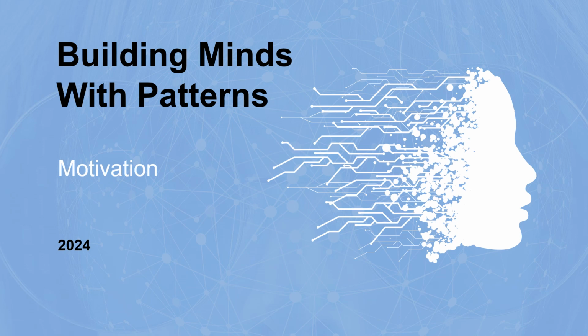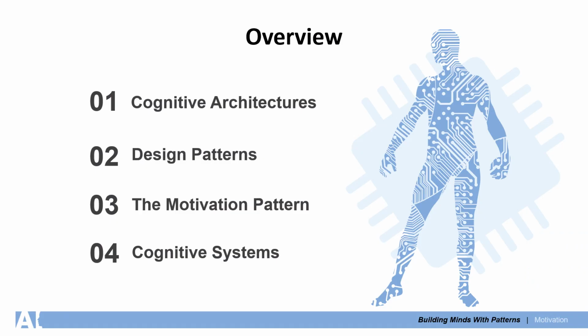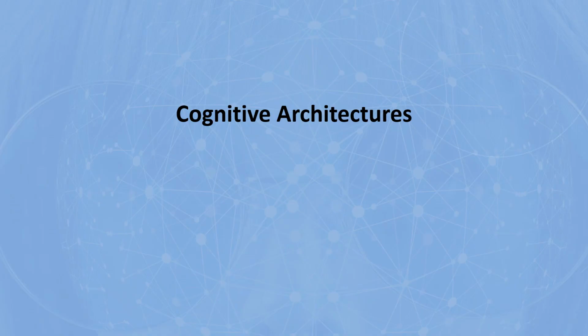This talk in the Building Minds with Patterns series is about the motivation pattern. We will briefly highlight the features of a generic cognitive architecture and discuss design patterns for cognitive systems. Then we will delve into the specifics of the motivation pattern, and finally we will show how this pattern fits into some existing cognitive systems.